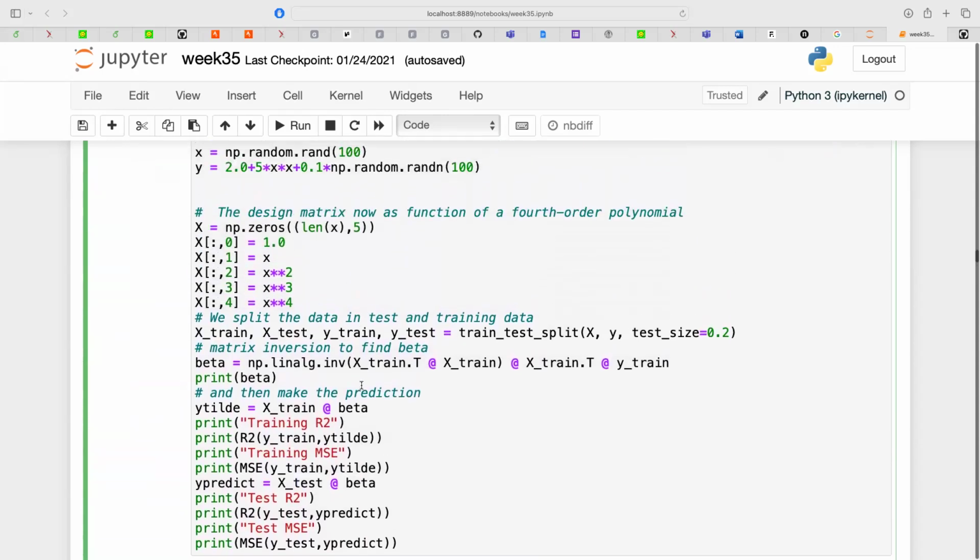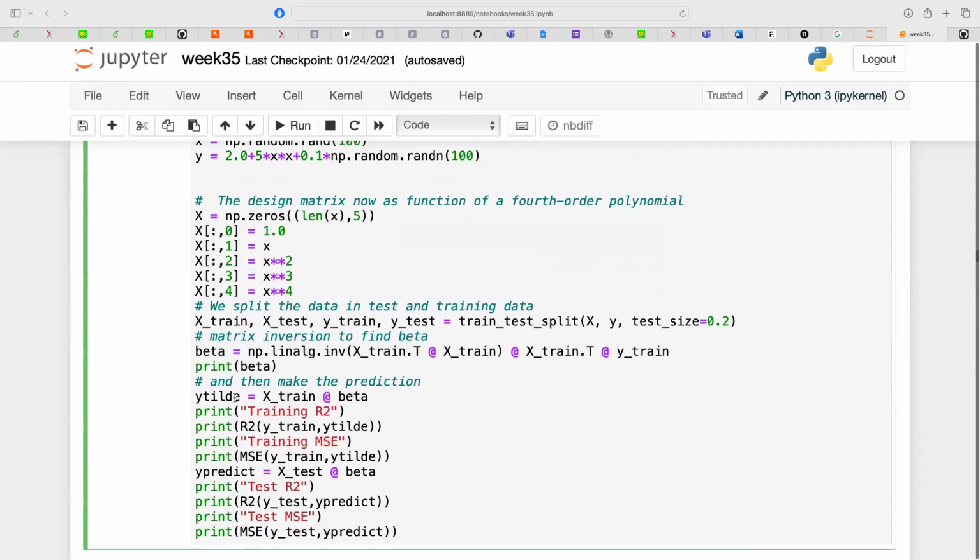In this specific case, you can see what we do. This is what we have in the train data, and this goes into the training, and that gives us the parameters. So then we have X train times beta. This is the prediction we make on the training data, just to see whether the model does a good job on the training data.